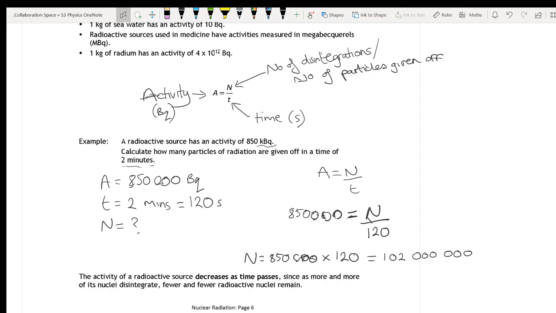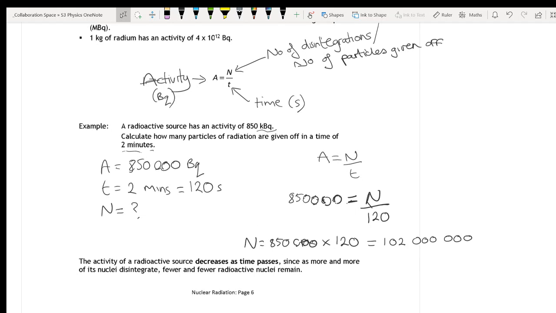We need to change that into becquerels. Calculate how many particles of radiation are given off in a time of 2 minutes, which we need to change to seconds. So activity is 850,000 becquerels. Time is 2 minutes, so 120 seconds. So activity is number of particles divided by time. So 850,000 is n divided by 120. So n is 850,000 times 120, which is 102 million. And it's just a number, there's no unit.